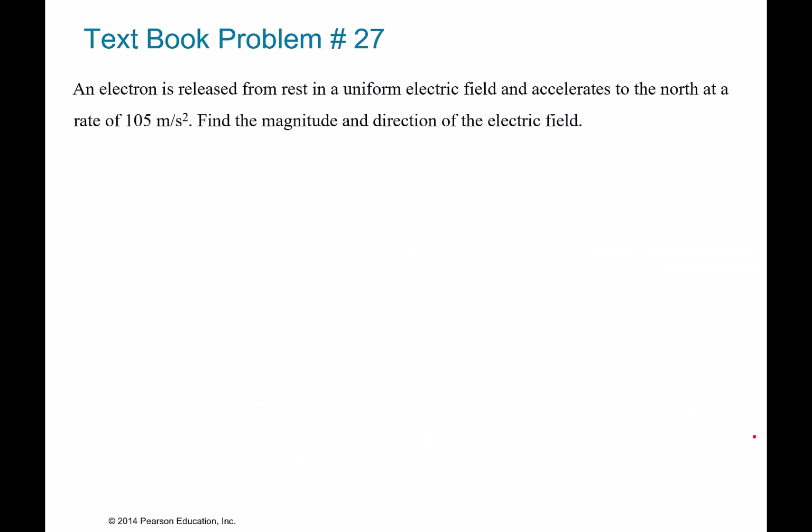We can work on another problem. This time we have an electron that is released from rest in a uniform electric field, and it accelerates to the north at a rate of 10^5 meters per second squared. Find the magnitude and direction of the electric field. So this is an electron that is released from rest. We do the same thing in this scenario also. Net force is mass times acceleration.